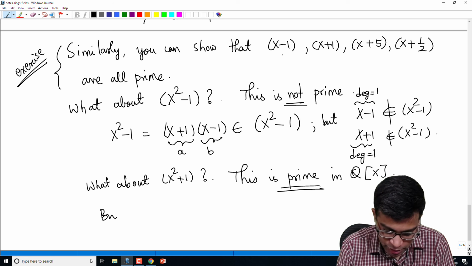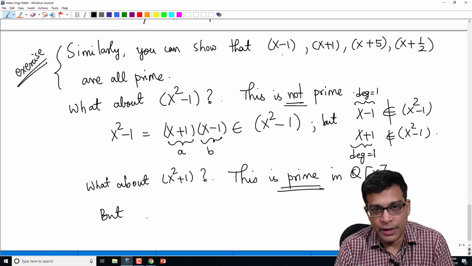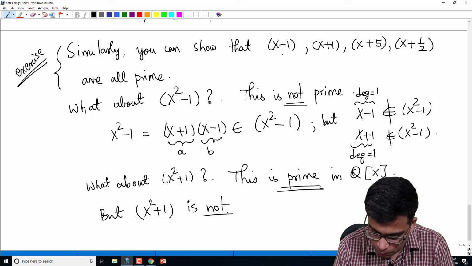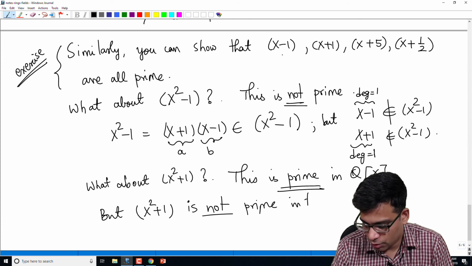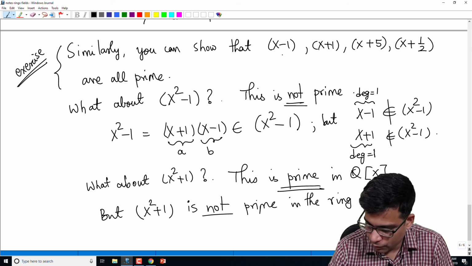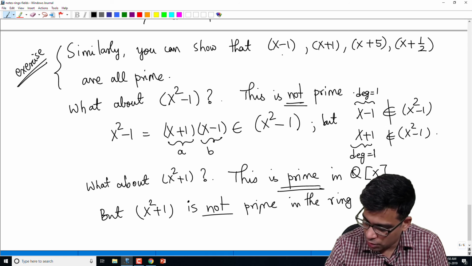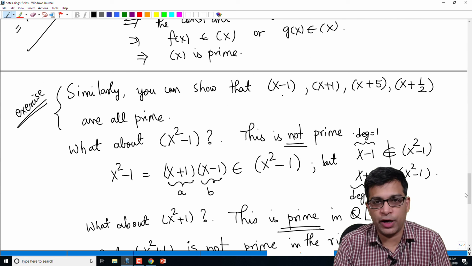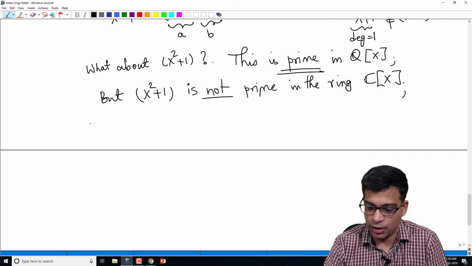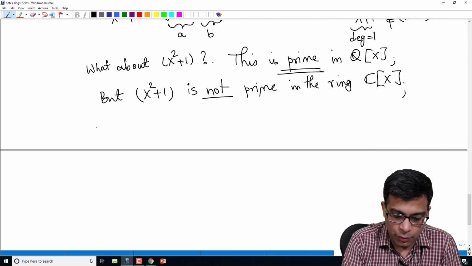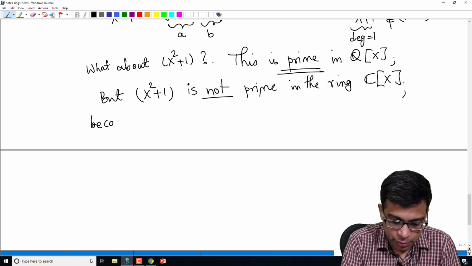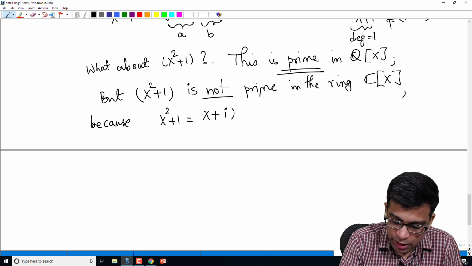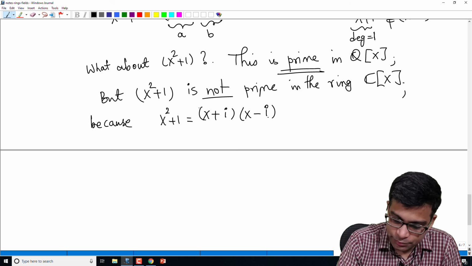But you can also consider this ideal in the polynomial ring over complex numbers. So x squared plus 1 is not prime in the ring Cx, for exactly the same reason that we saw here, that x squared minus 1 was not prime. x squared plus 1 is not prime in Cx, because x squared plus 1 can be written as x plus i times x minus i.